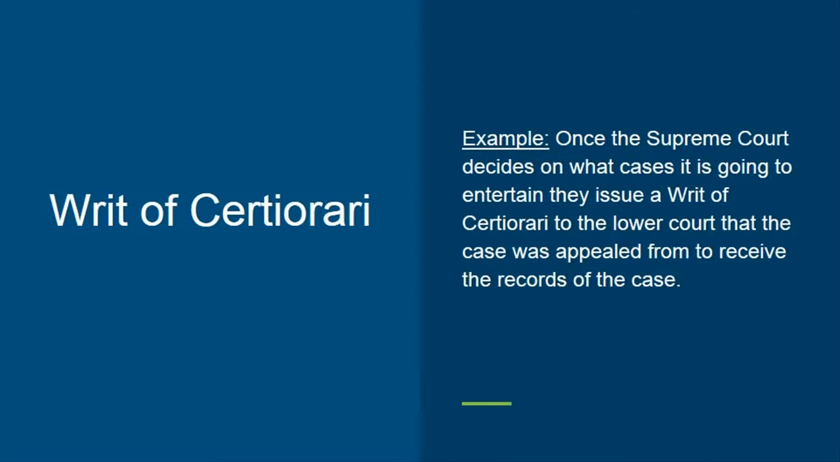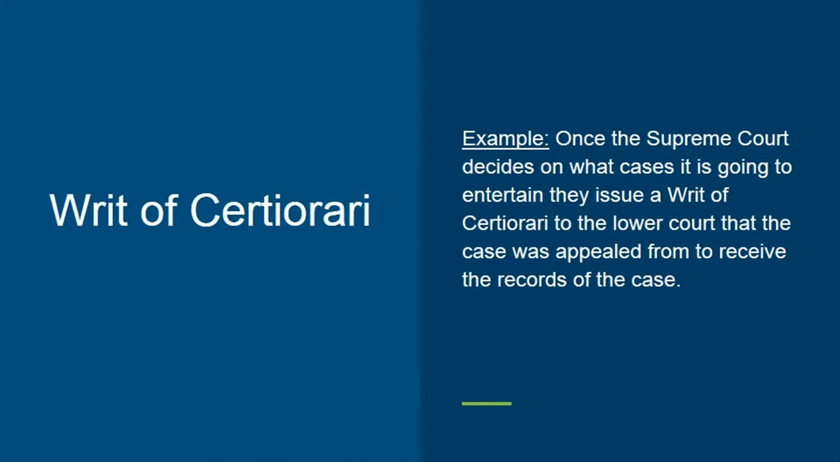For example, once the Supreme Court decides what cases it is going to entertain, using the rule of 4, in which 4 justices decide that the case is important enough to entertain and is believed to violate the Constitution in some way, the Supreme Court issues a writ of certiorari to the lower court in which the case was appealed from to receive all records of the case to review.